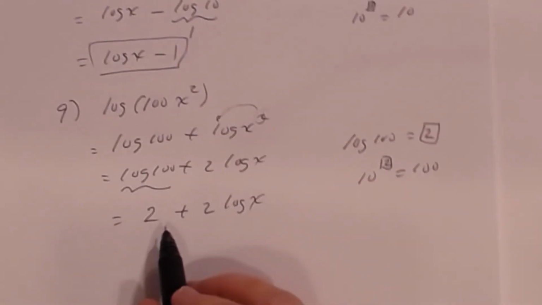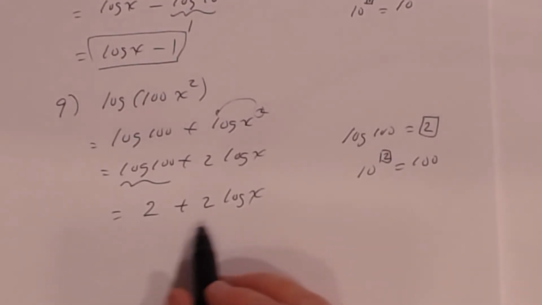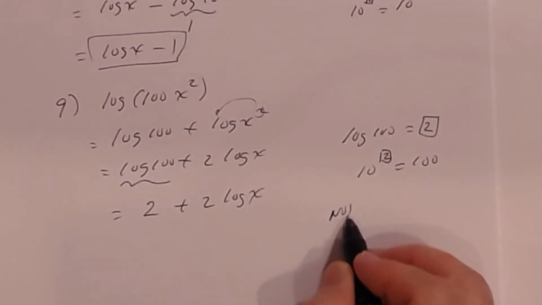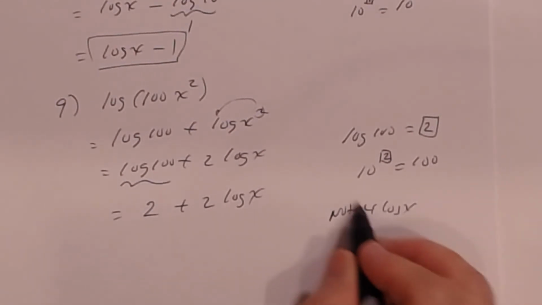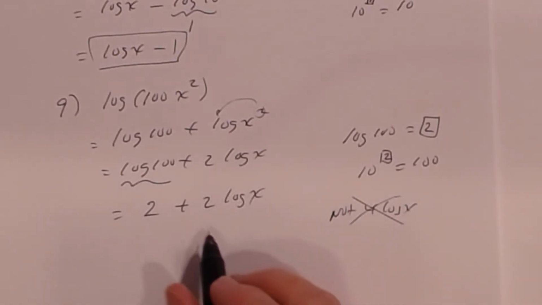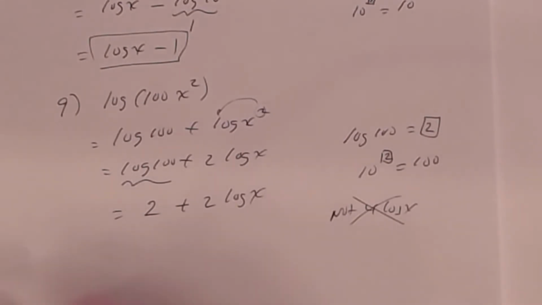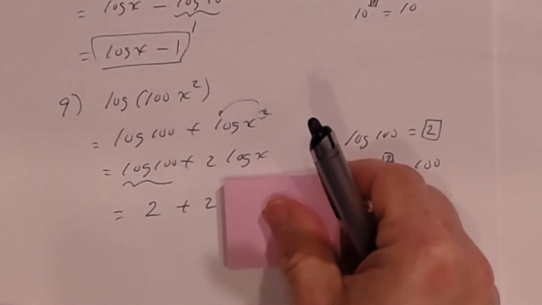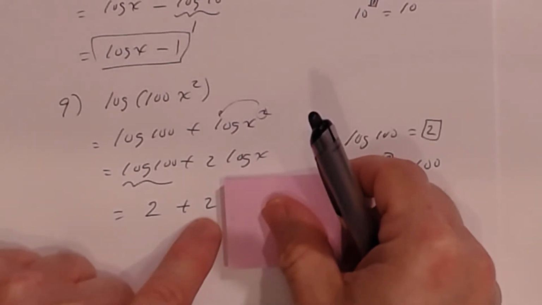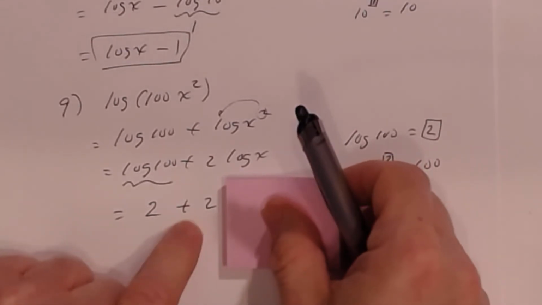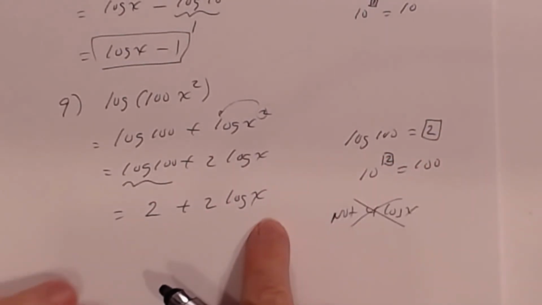Now be careful. Don't say 2 plus 2 is 4. Don't say this is 4 log x. That's not true. The answer is not 4 log x. The reason is because 2 plus 2 is 4, that's true, but that's not what you see. You don't see 2 plus 2. You see 2 plus 2 log x.